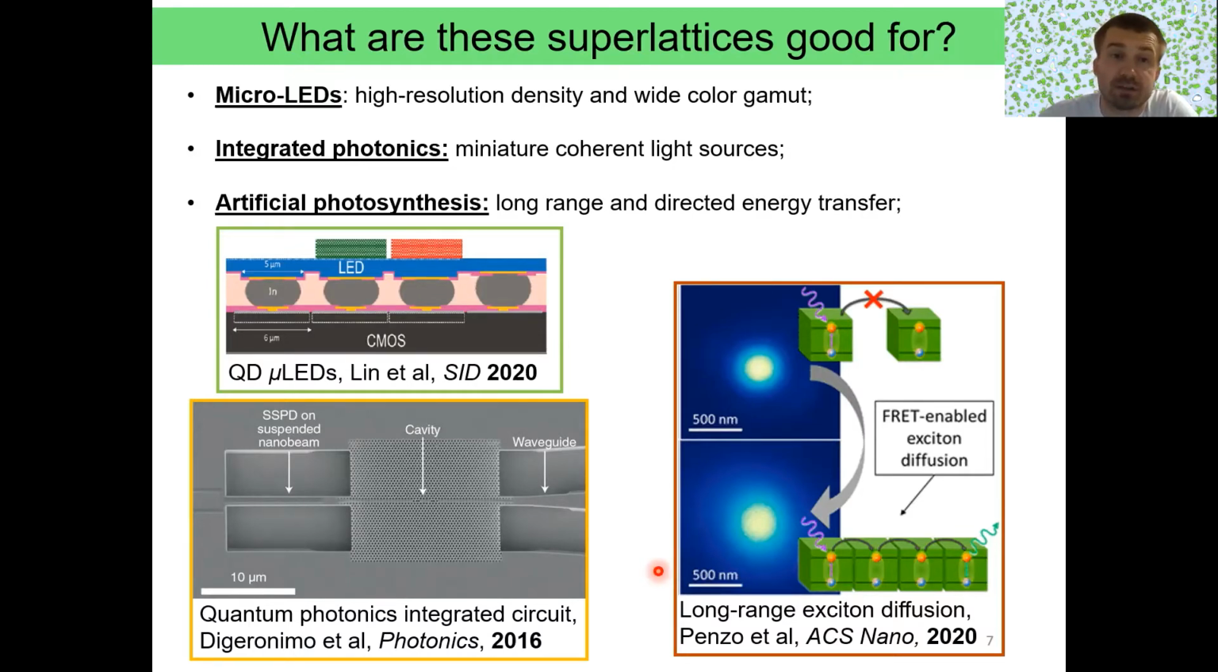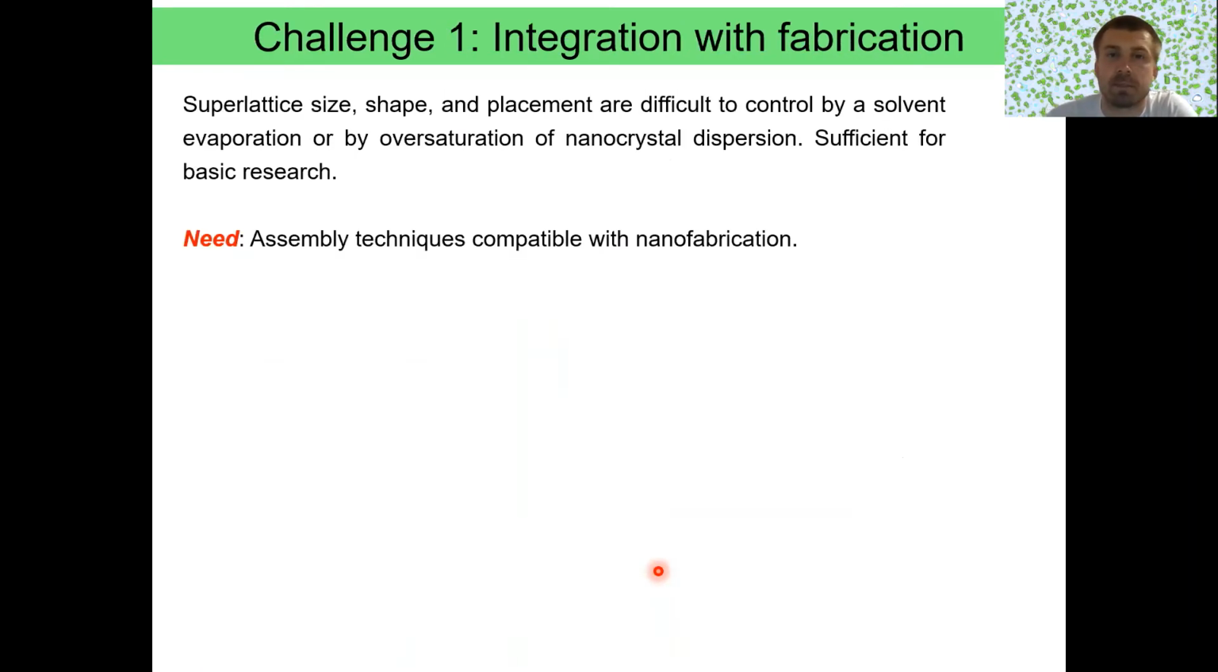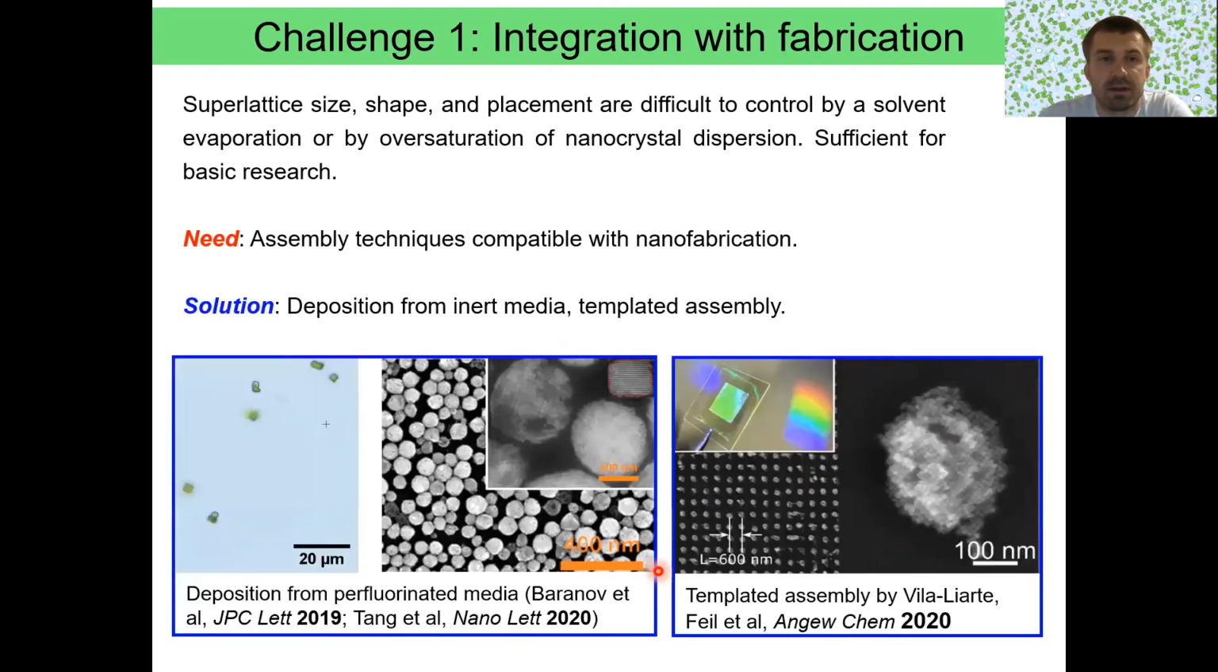However, there are challenges associated with adapting self-assembly and superlattices towards these applications. So the first challenge is how to integrate them with the nanofabrication process. Since common techniques to produce superlattices are by slow solvent evaporation or by oversaturation of nanocrystal dispersion, that doesn't exactly go well with the deterministic placement onto circuitry as required in electronics. So there's a need for assembly techniques compatible with nanofabrication.